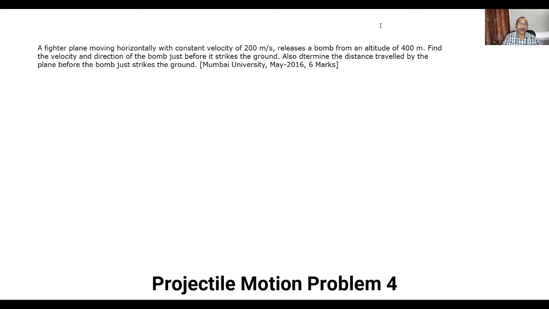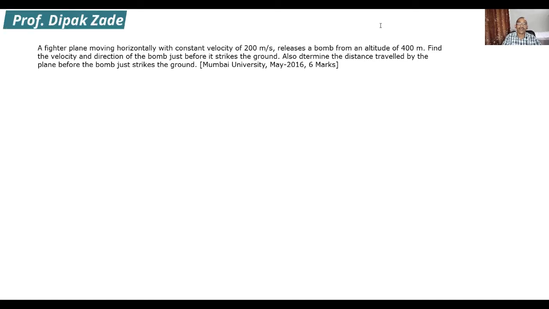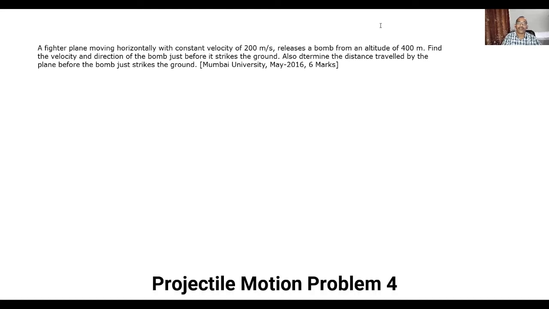A fighter plane moving horizontally with a constant velocity of 200 meters per second releases a bomb from an altitude of 400 meters. That means the height of the plane from the ground is 400 meters. Find the velocity and direction of the bomb just before it strikes the ground. Also determine the distance traveled by the plane before the bomb strikes the ground. You have to find out the distance traveled by the plane also, right?